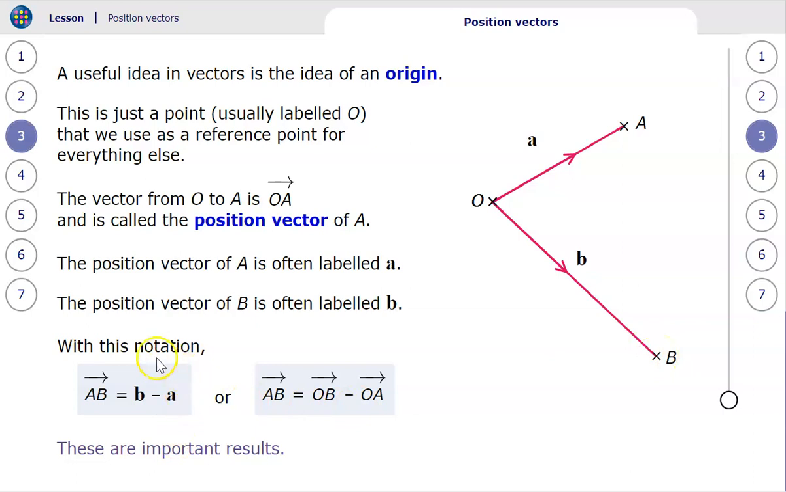Now, we've got a formula over here that says AB is equal to little b minus little a. And if we think about that in terms of a little bit of algebra, we can say OA plus AB is going to be the same as the vector OB. And if we rearrange that, we're going to come up with this statement over here. And that's a really important result that we're going to use a lot.